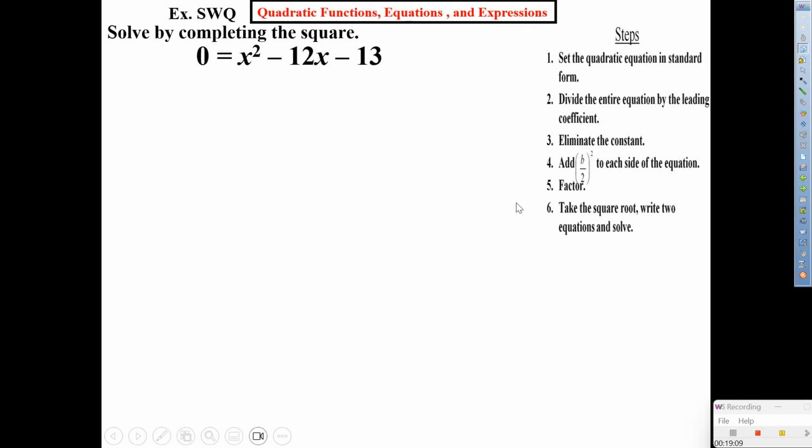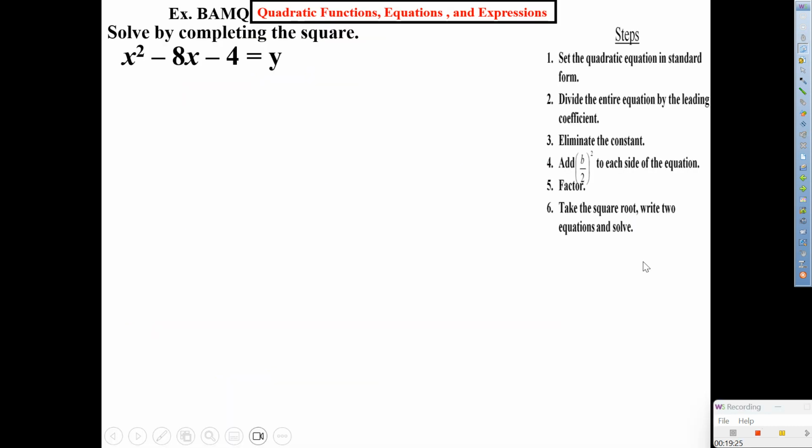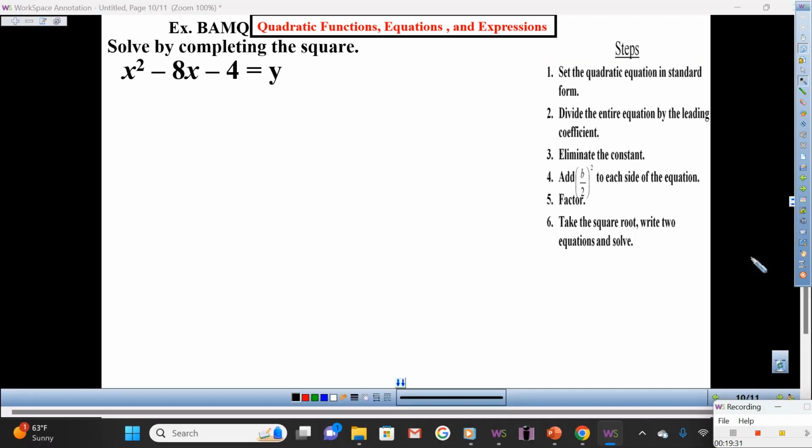Example: 0 equals x squared minus 12x minus 13. Go. All right, help me out. Get me started. Trinity, what do I do first? Change the y to 0. So this is x squared minus 8x minus 4.